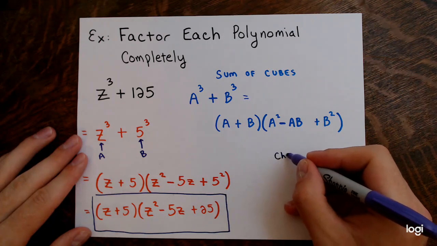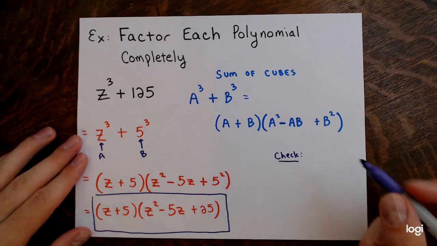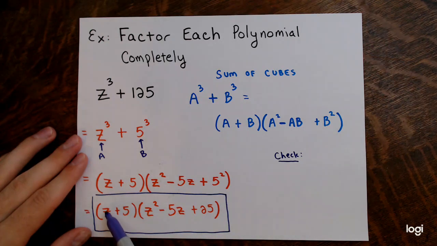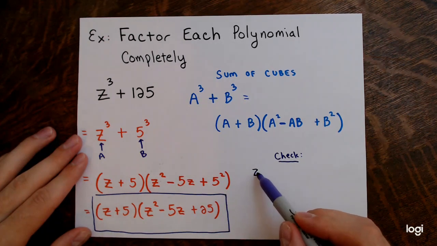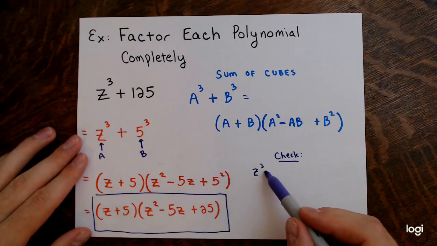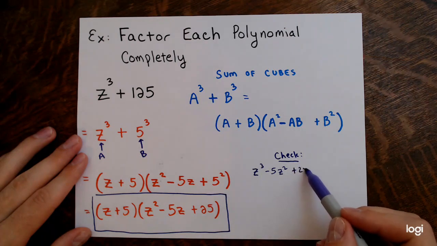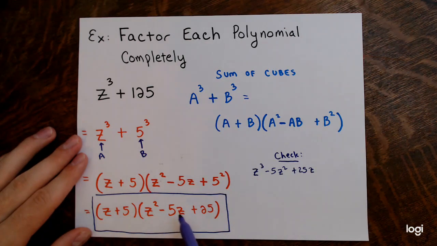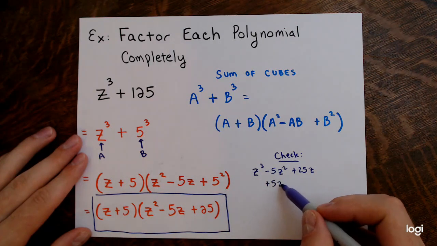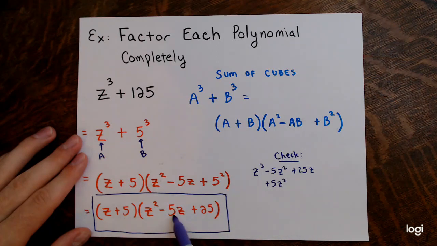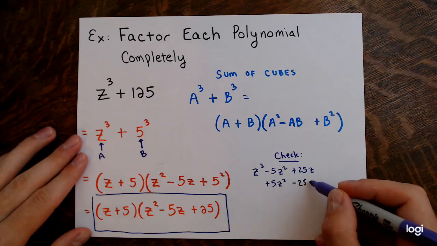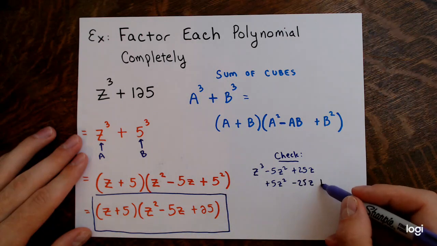And let's check that. I'll actually write it out this time for this first example. If I distribute the z, that'd be z cubed minus 5z squared and then plus 25z, right? That's distributing the z to the z squared minus 5z plus 25. I'm done with the z. Now I move over to the positive 5 and distribute that. So we have plus 5z squared, and then 5 times negative 5z would be negative 25z, and then 5 times 25 is positive 125.